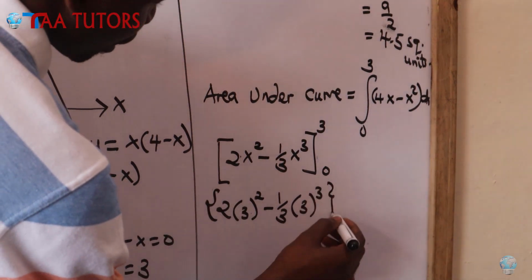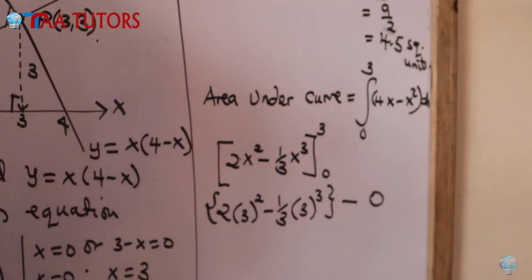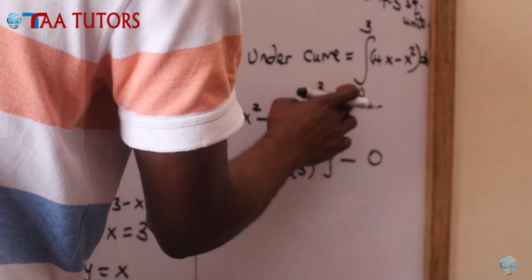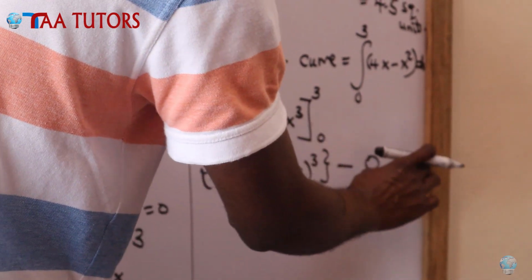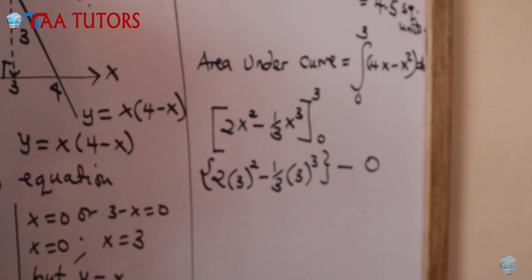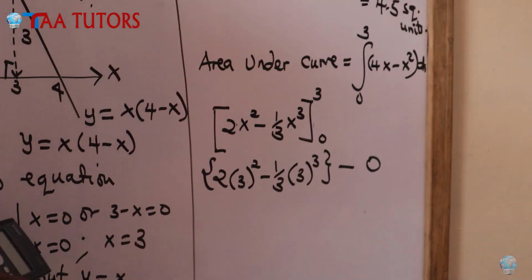Let me have this bracket minus 0. Why am I putting 0? Because this one is 0. So anything I substitute here, subtract the other side, will be 0. So I'll simply leave that one there.